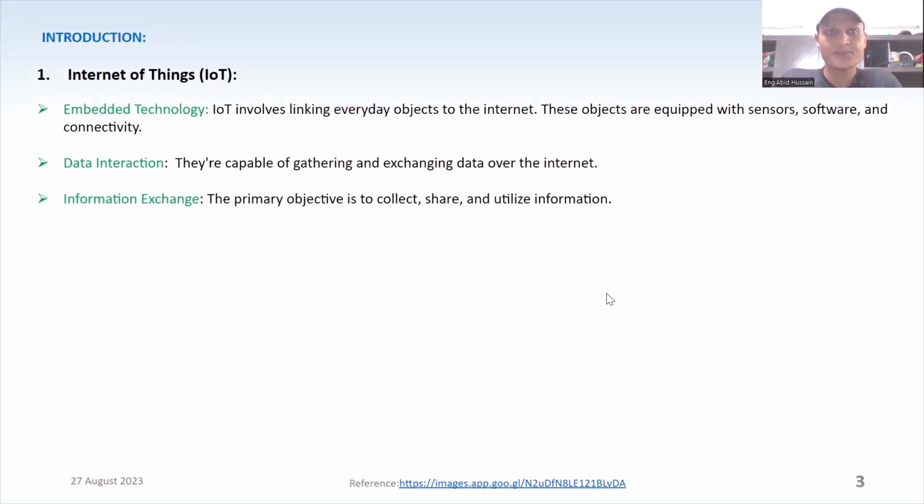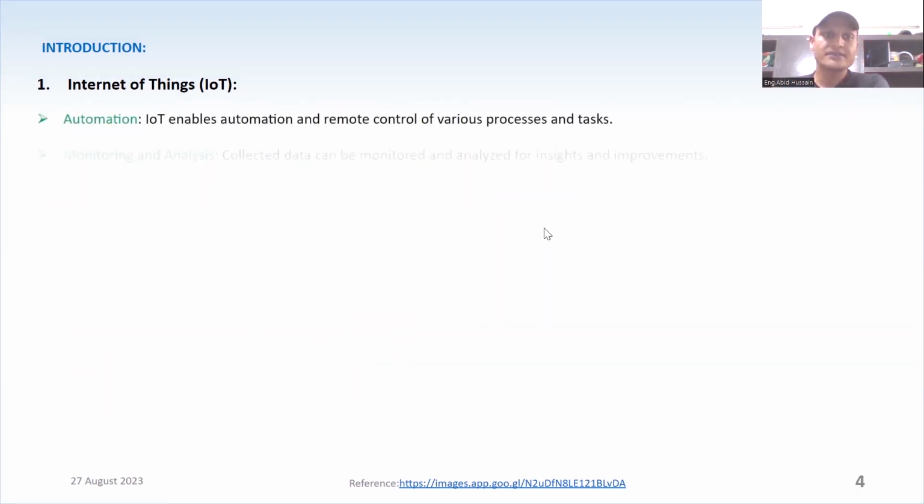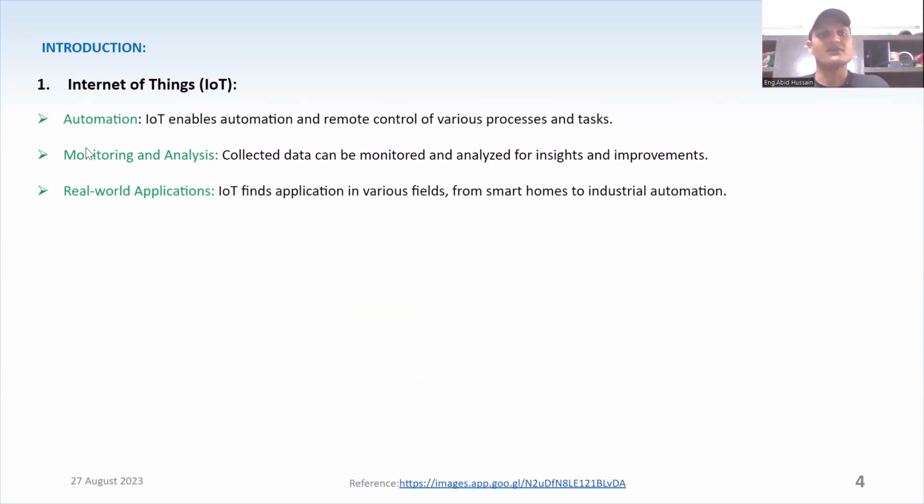So, introduction. What is IoT? IoT consists of an embedded technology. It involves linking everyday objects to the internet. These objects are equipped with sensors, software, and connectivity. Data interaction: they are capable of gathering and exchanging data over the internet. Information exchange: the primary objective is to collect and share useful information. The Internet of Things also consists of automation, monitoring, and analysis, or real-world application.